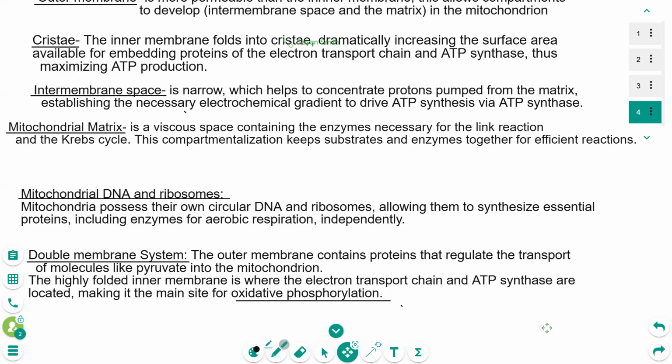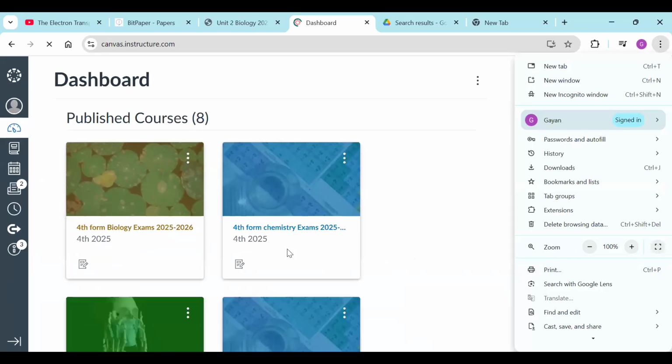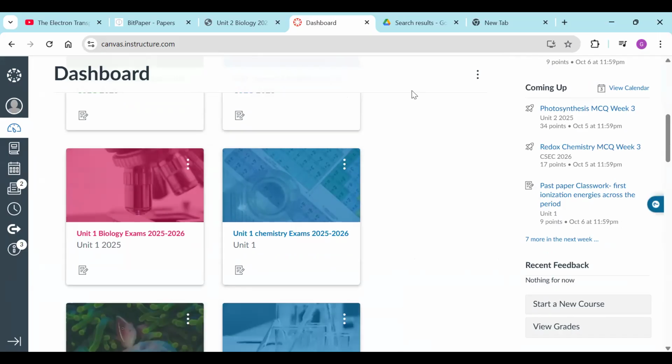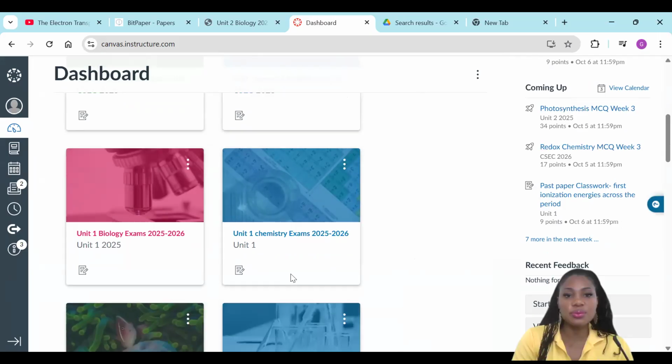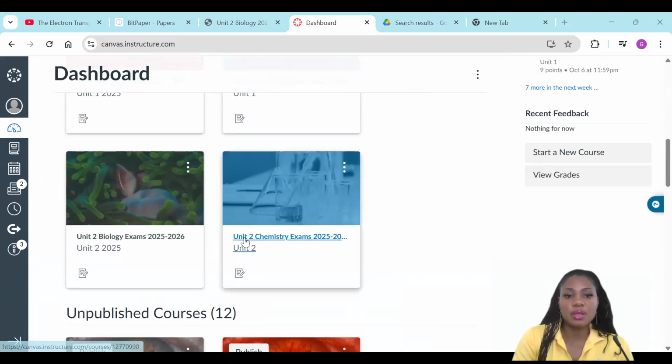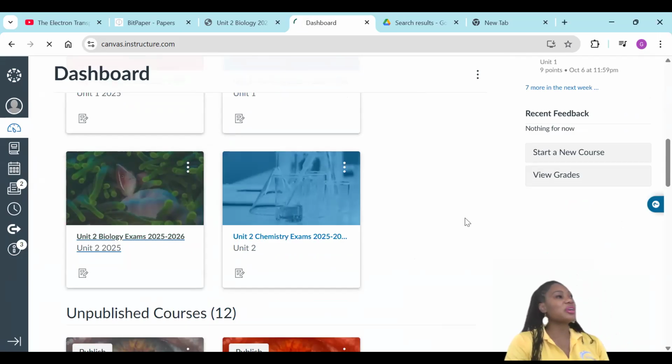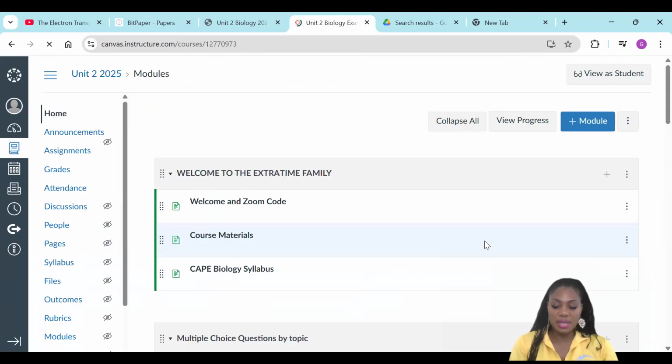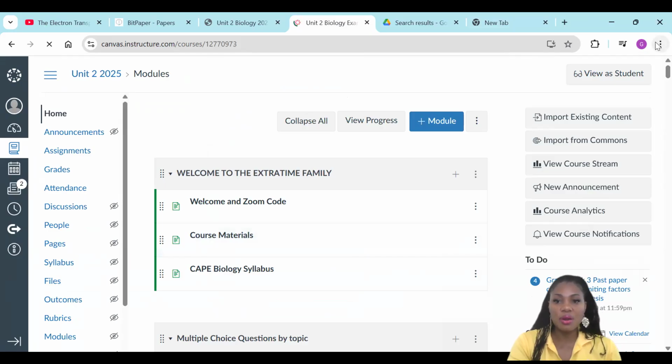Right. So now what can we do in terms of past papers based on what we covered today? All right, so let's go to Canvas and let's see what you have to do. Guys, remember, this is a part of your class. It's optional, it's mandatory.